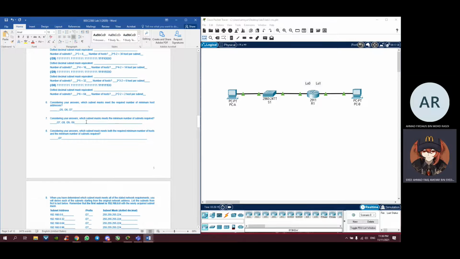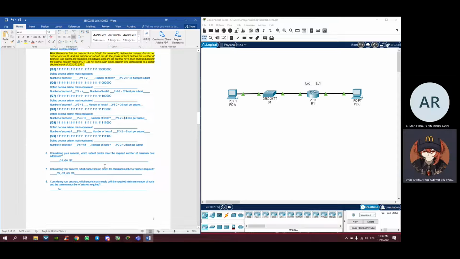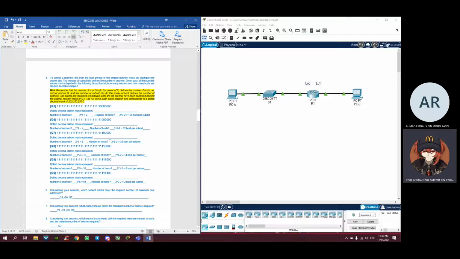And then which subnet masks meet the minimum number of subnets required? /27, /28, /29, /30. Minimum number of subnets required. Okay, and then for number 8, considering your answer, which subnet mask meets the required minimum number of hosts and minimum number of subnets required? Then /27, because we need a minimum of 25 hosts, and the number of subnets is 6.